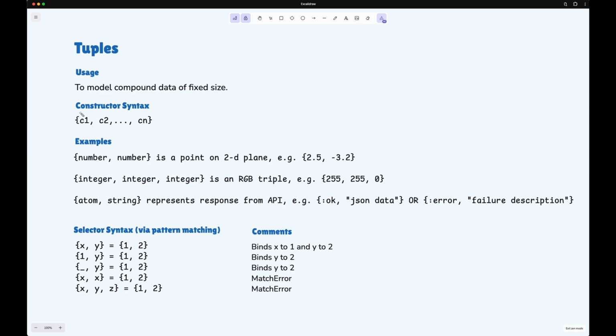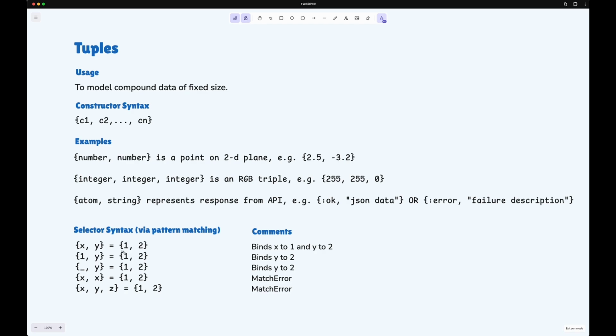In addition to looking at how to construct tuples or any compound data structure, we also need to know how to select the individual components. That's where the selector syntax comes in. This is once again where pattern matching in Elixir becomes quite handy and useful to select the individual components from a tuple. The first example here is x, y equals 1, 2.